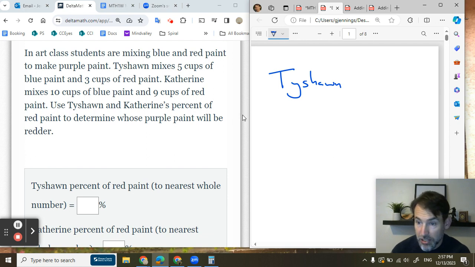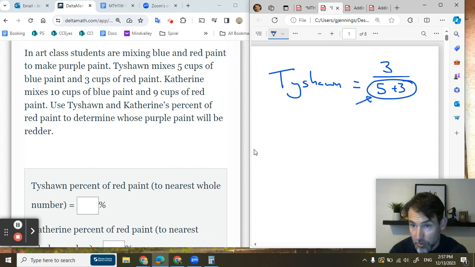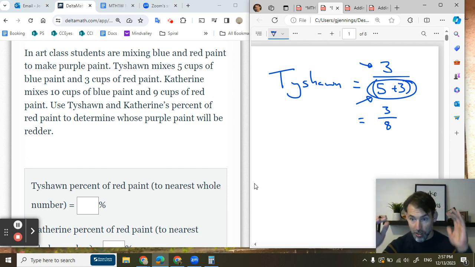So let's figure out what percentage of Tashawn's paint is red. So I would say 3 cups of red paint divided by how many cups total? 5 plus 3. This is the total number of cups that Tashawn is using. So he's using in total 8 cups. 5 are blue and 3 are red. So 3 out of 8. So when I do that, well, that's still a Bedmas problem. I have to do the addition on the bottom first because there's actually a set of invisible brackets there. Okay, so when you're working with a fraction, evaluate the numerator, evaluate the denominator as though they're in brackets. That's an important Bedmas point.